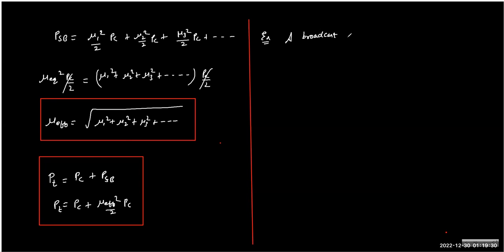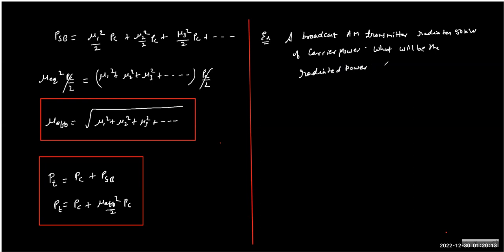The question is: a broadcast AM transmitter radiates 50 kilowatt of carrier power. So what is 50 kilowatt here? It represents PC, sir. Very well. What will be the radiated power at 85% modulation?